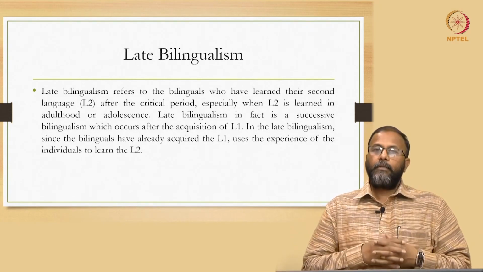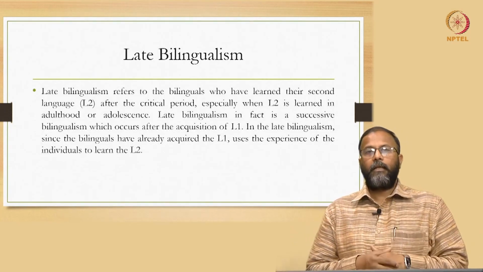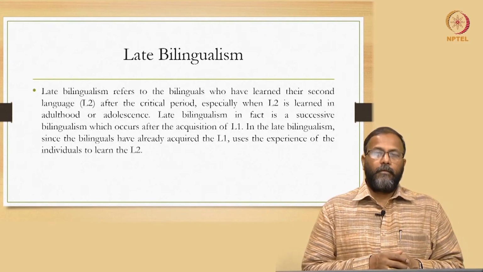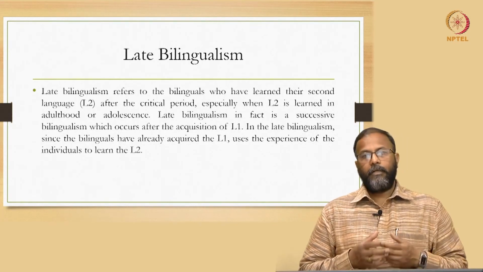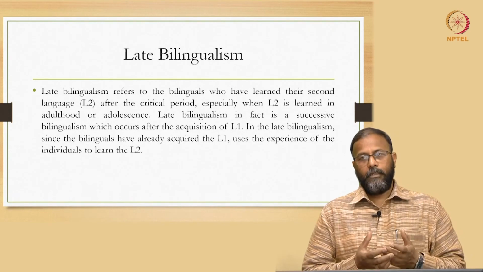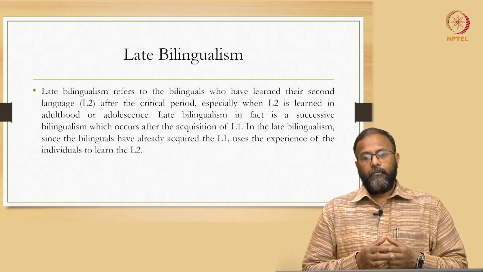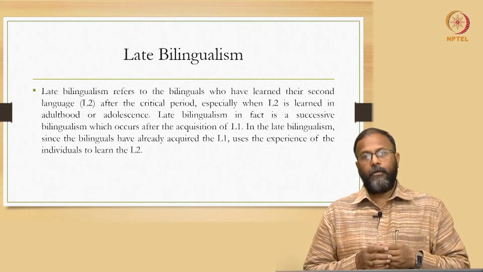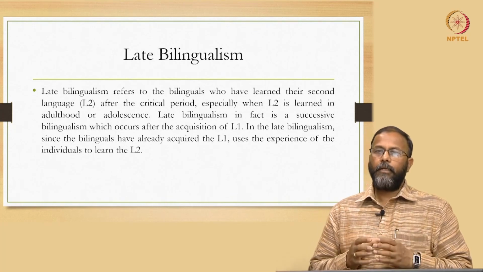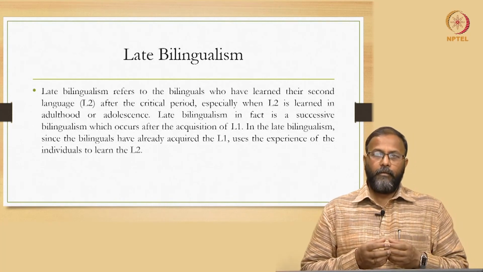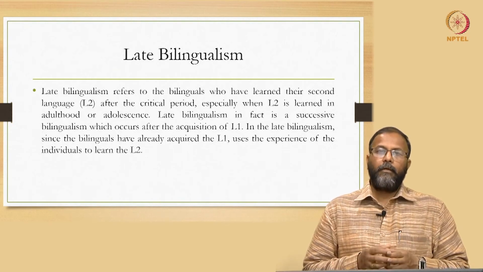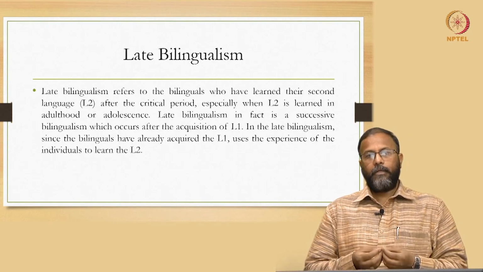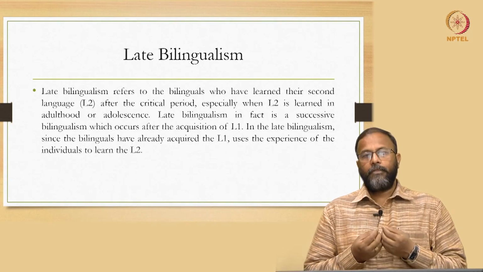Whereas late bilingualism refers to bilinguals who have learned their second language after the first language and after the critical period. You can recall the idea of critical period in language acquisition. We had a long discussion on that, right. It happens especially when L2 is learned in adulthood or adolescence. So you have already completed learning the first language, your native language, and you have become master of it. And then at a later stage in life, after your critical period, you are exposed to the second language.